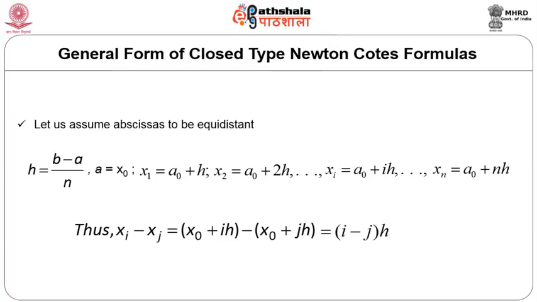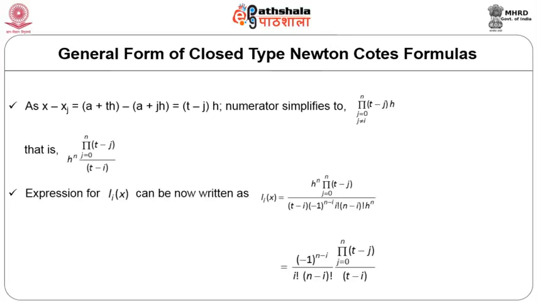And the numerator is the product of x minus xj's. Now x is any point in the interval AB. I can express x as a plus th, where t ranges from 0 to n. When x is a, t is 0. When x is x1, t is 1. When x is x2, t is 2, and so on. When x is xi, t will be i. In general, I can express x as a plus th.